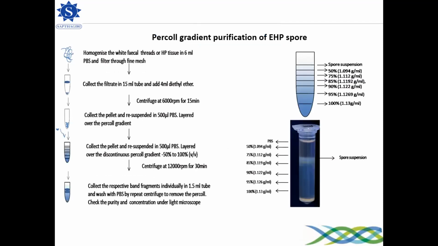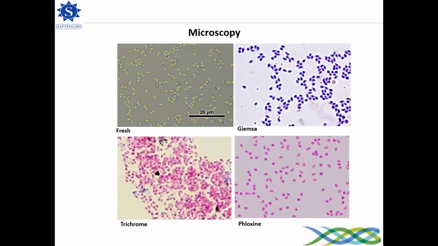So for a clear identification, we have to isolate the spores in a purified way, because the spore size is 1 micron and it mostly falls in the size range of bacteria and yeast. So in order to purify the EHP spore, the chemical used for gradient preparation is Percoll. The Percoll gradient allows the spore separation from debris. Through this method, we can separate the spores in a purified form to conduct other studies.